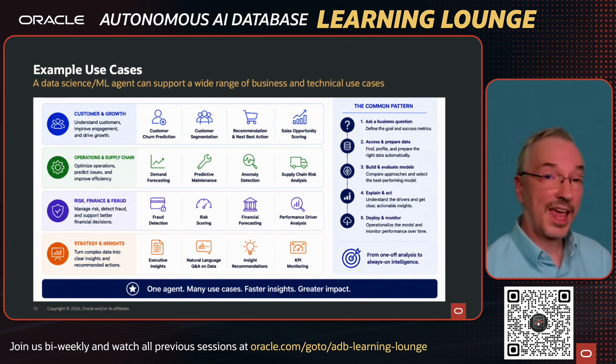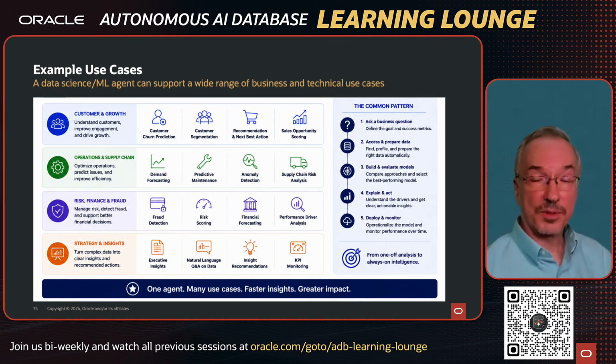financial outcomes. An agent can also help produce executive-level insights, support natural language Q&A on data, identify patterns, summarize results, and guide users through the analytical steps needed to move from question to evidence.